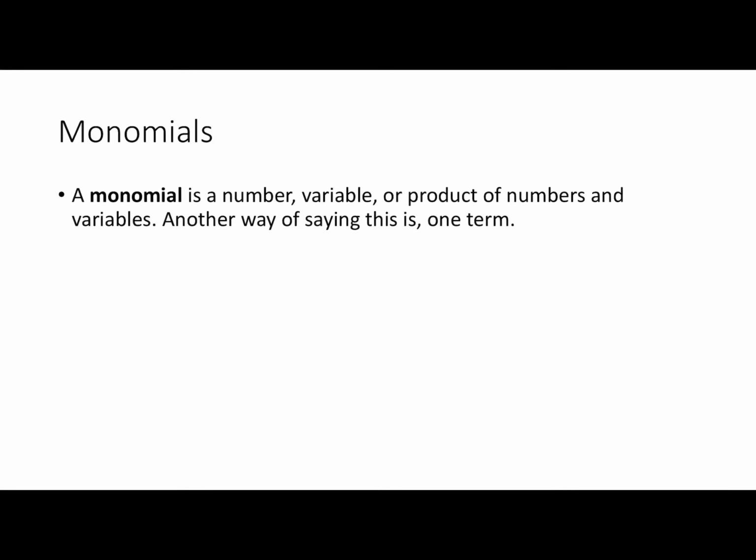We're gonna start off with some vocabulary at the beginning. So monomials, what are these? Well, you probably heard polynomial before. You've heard binomial, and a monomial is a number, a variable, or the product of numbers and variables. Another way of saying this is that it's just one term.